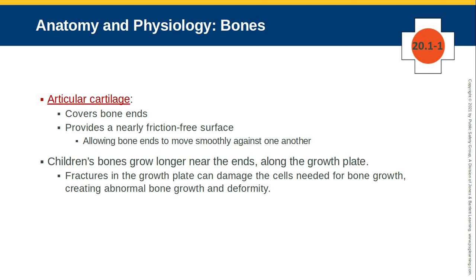Now, at the end of bones, we find articular cartilage. Think about the word articulate. That means to move. And so that cartilage at the end of a bone provides that friction-free surface so that bones can move against one another. Think about the femur, the tibia, and the fibula moving inside your knee.